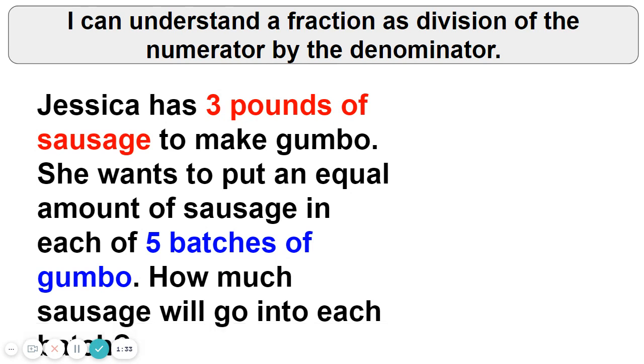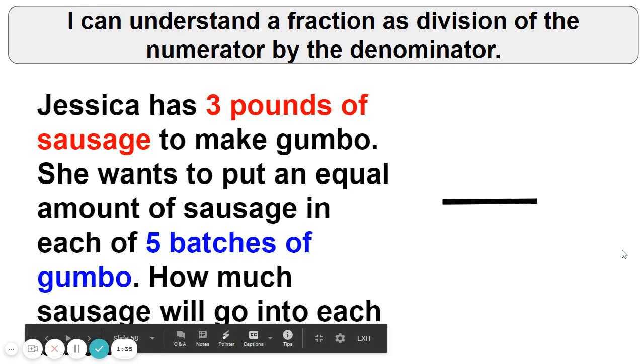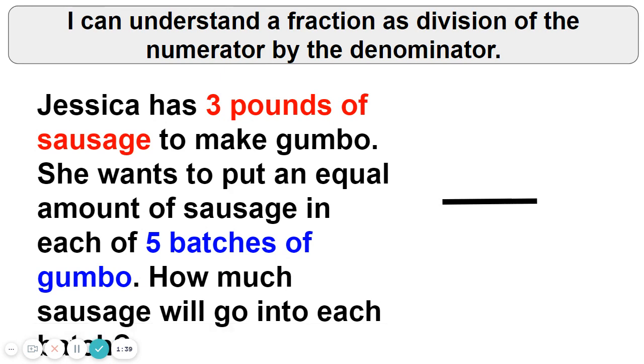So when I'm making my fraction, remember the number on the top is what we have to share. And what we have to share is 3 pounds of sausage. And our number on the bottom, our denominator, is who or what is it getting shared between? And it's getting shared between 5 batches of gumbo. So the answer to our question, how much sausage will go into each batch, is 3/5 pound.